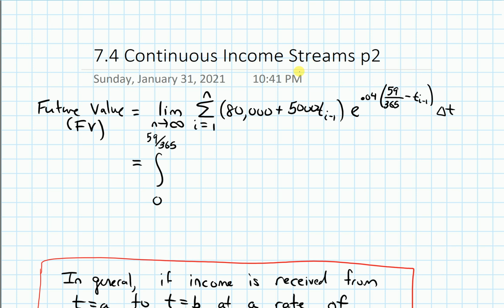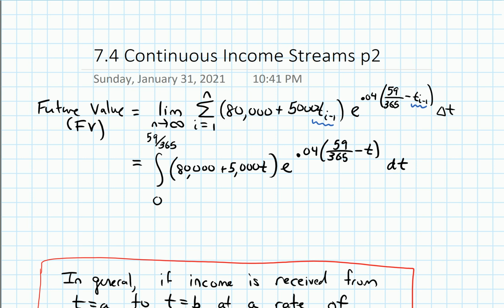And then I write down my function that showed up in sigma notation. I just change the t sub i minus 1s to t's. So we get 80,000 plus 5,000t times e to the 0.04 times 59 over 365 minus t. And then the delta t changes to a dt in the definite integral. Okay, so we convert that to a definite integral. That's really nice. So this is something that we could work out.